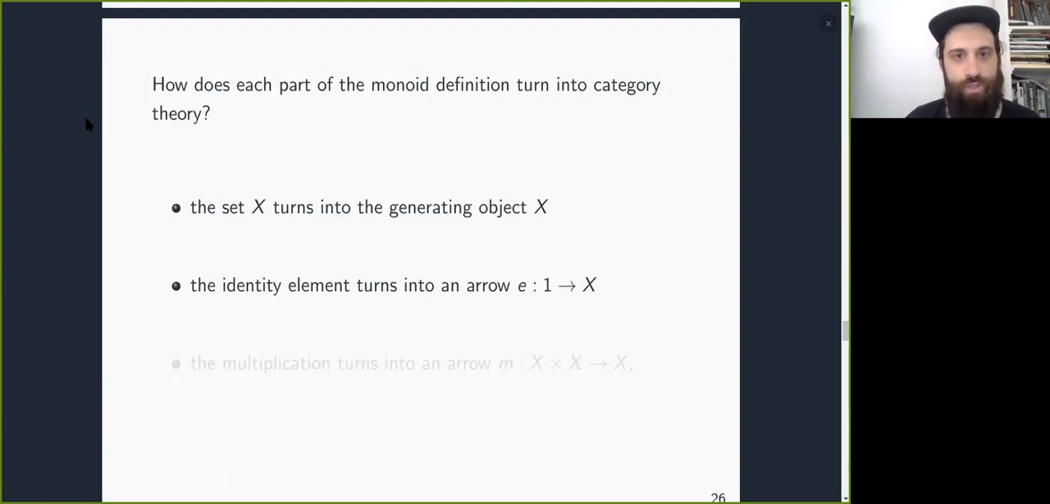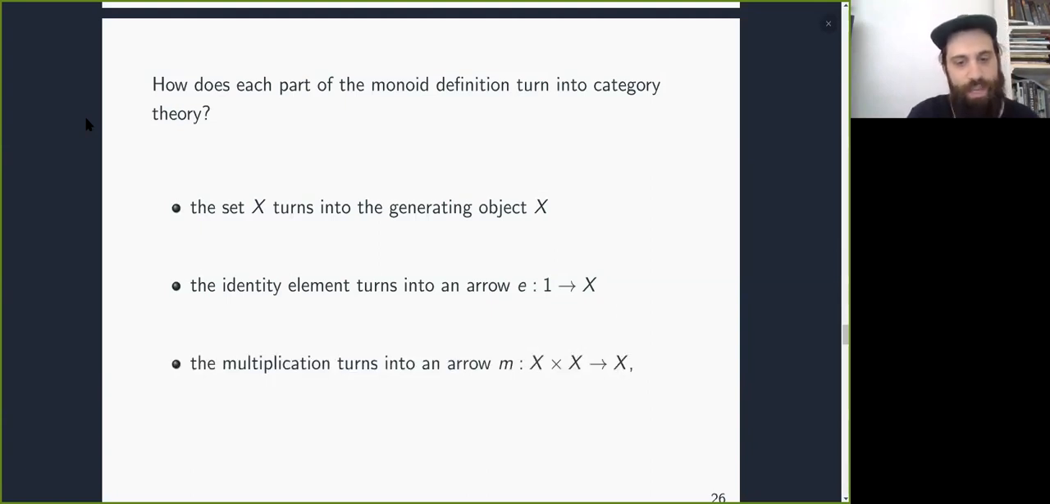This is abstract. So 1 isn't a set containing a single element, but you can always use that intuition. So we can think of 1 as a set containing a single element and x as a set. What an arrow does, at least a set function, is send the singleton set to whatever element in X. So it's like choosing an element in X, essentially. This is an abstraction of that idea.